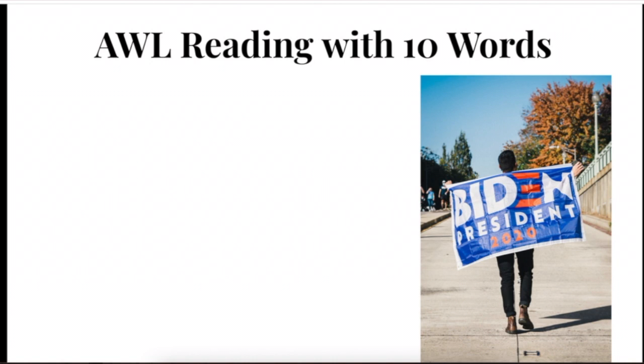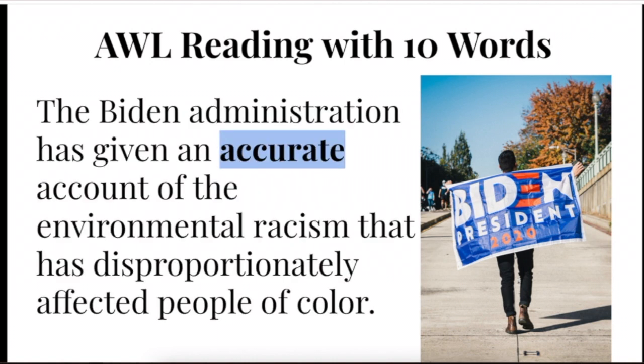So here's an AWL reading with 10 words. The Biden administration has given an accurate account of the environmental racism that has disproportionately affected people of color. So the word here is accurate. Practice your pronunciation also with this video. Accurate account. What does accurate mean? It means correct or factual, right?